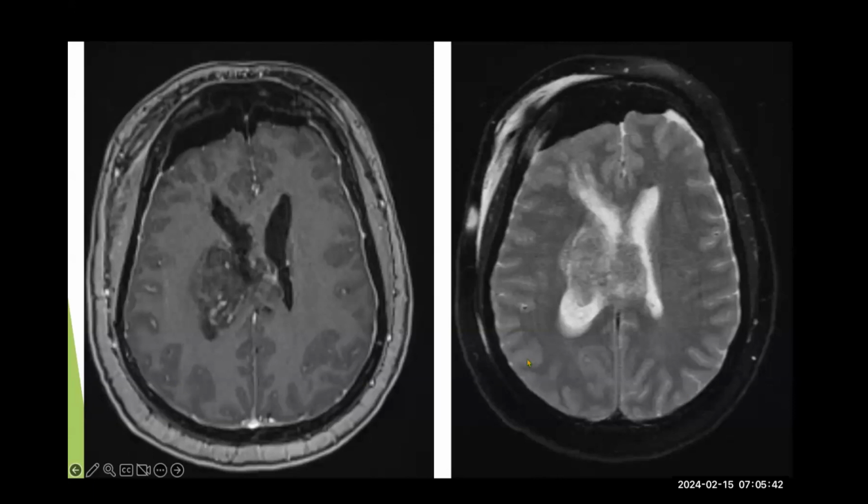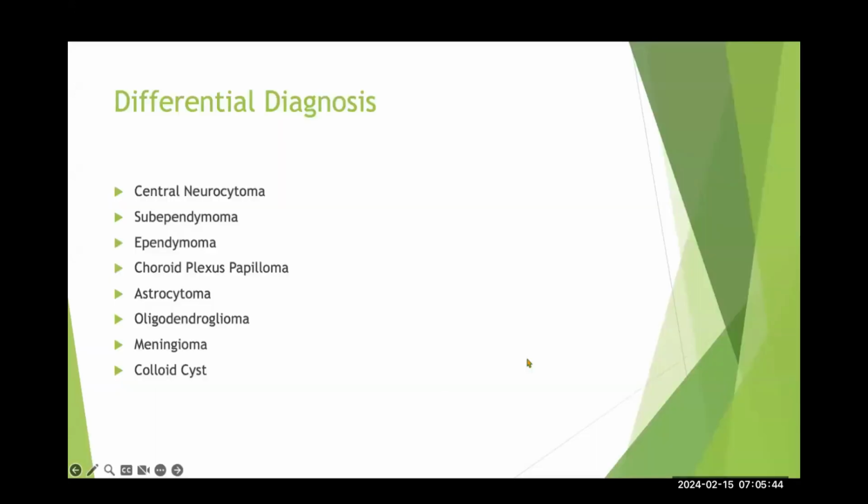Okay, good. Yeah, that's a pretty solid differential. I think you hit the highlights. Any additional intraventricular lesions: subependymoma, ependymoma, choroid plexus papilloma, a bit less common, but still could be considered. Oligodendroglioma is an important one. We'll see why based on the pathology, but that's also important, although again, less likely it's intraventricular.